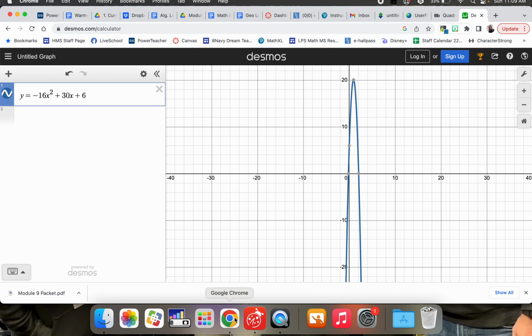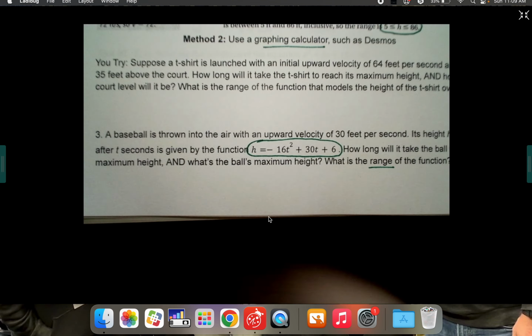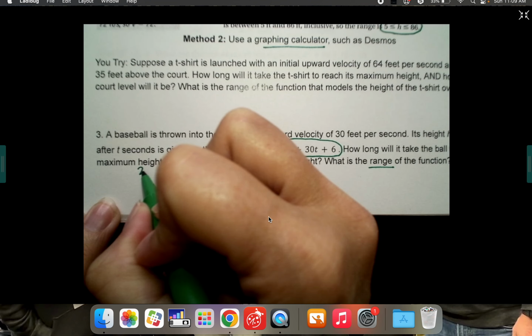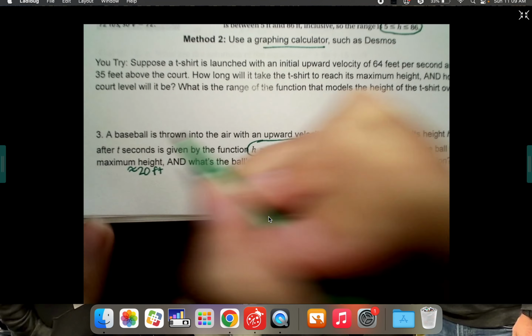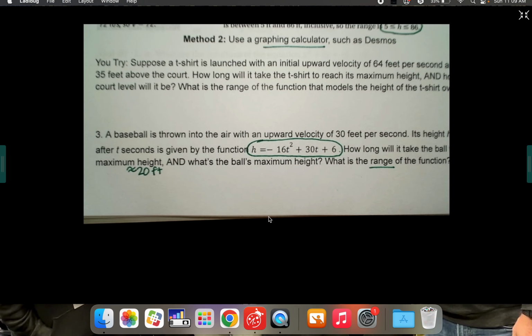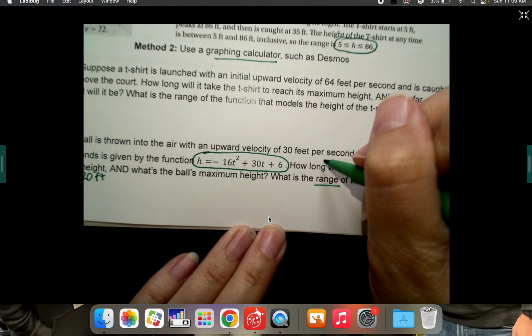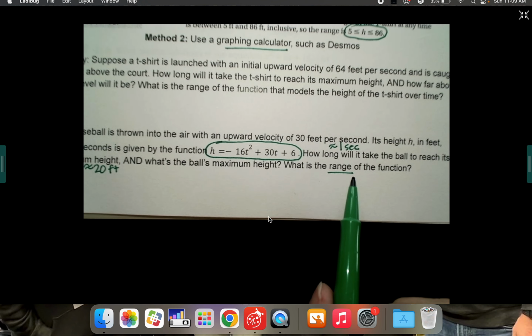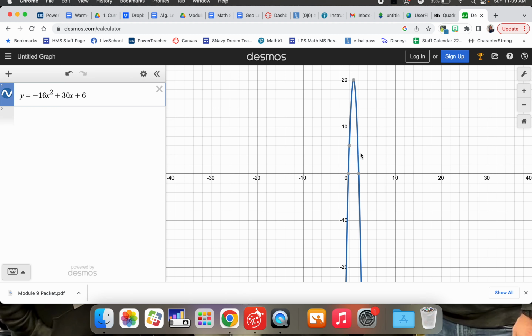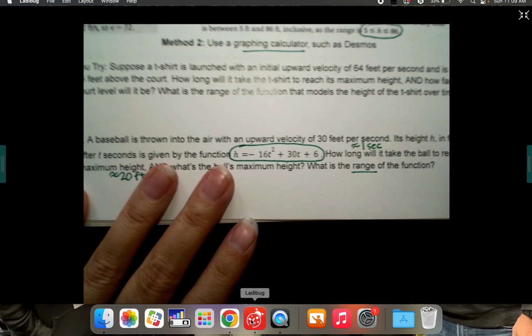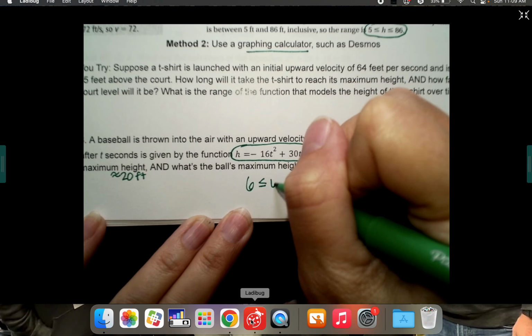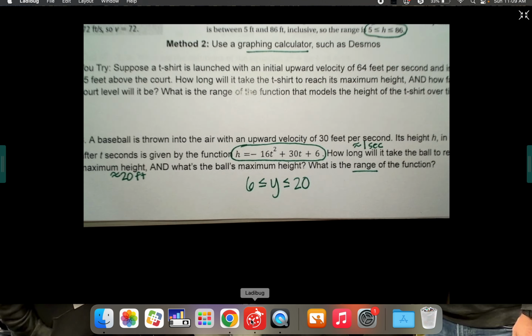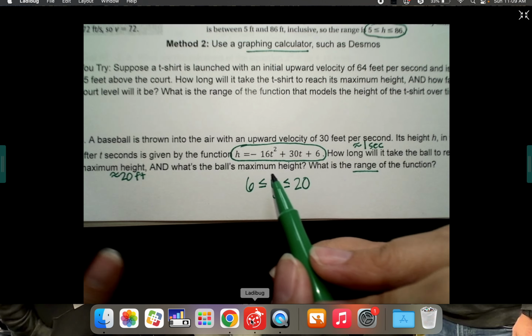So if we go back, we're going to say its maximum height was about 20 feet, and it says how long, it took it about 1 second. So if it wants to know the range, remember the range again is the y value. It started at 6 and went all the way up to a little over 20. So we're going to say that the ball was a little over 20, but we'll call it about 20. So this would be the range of the function.